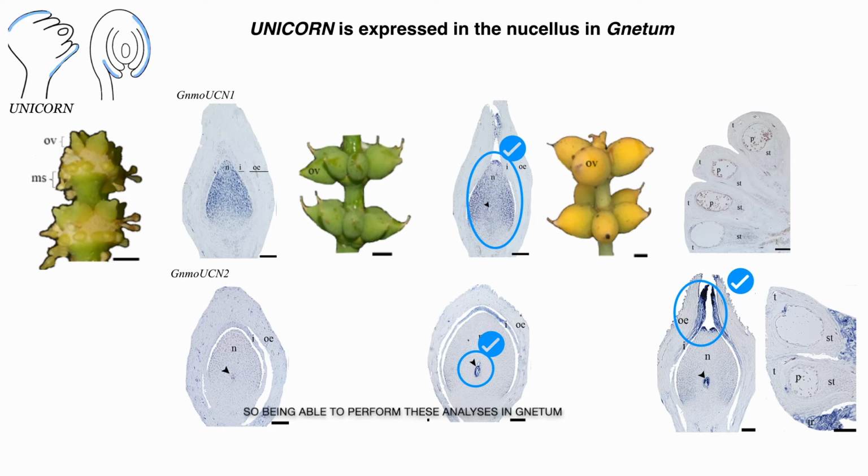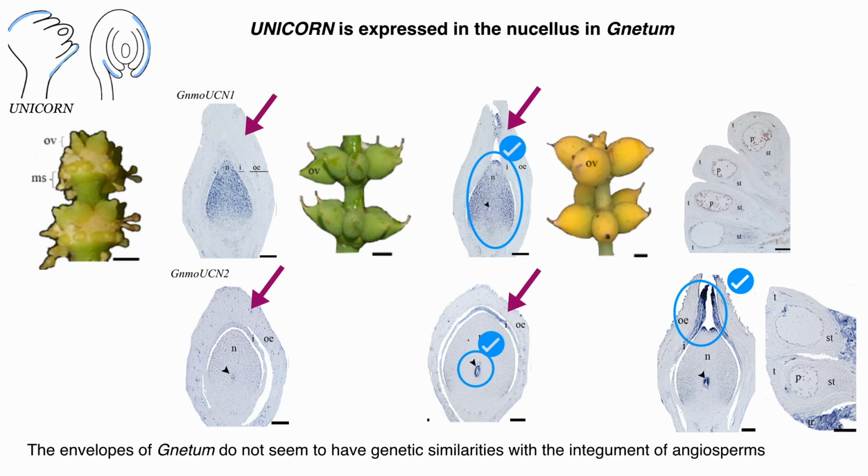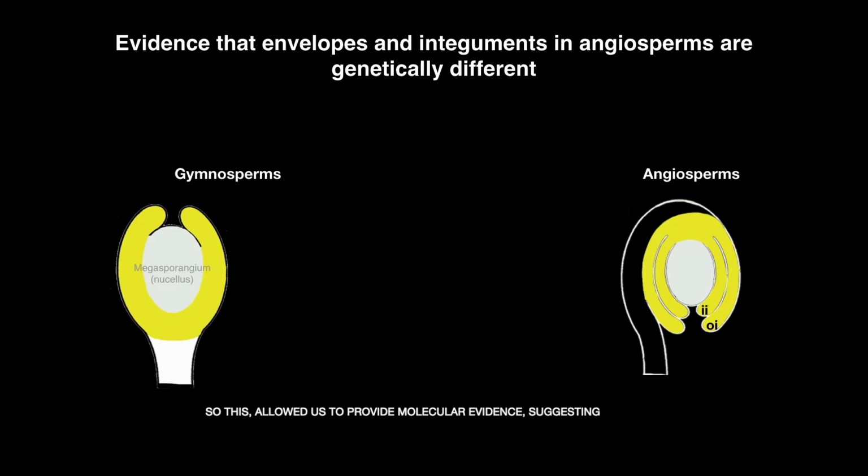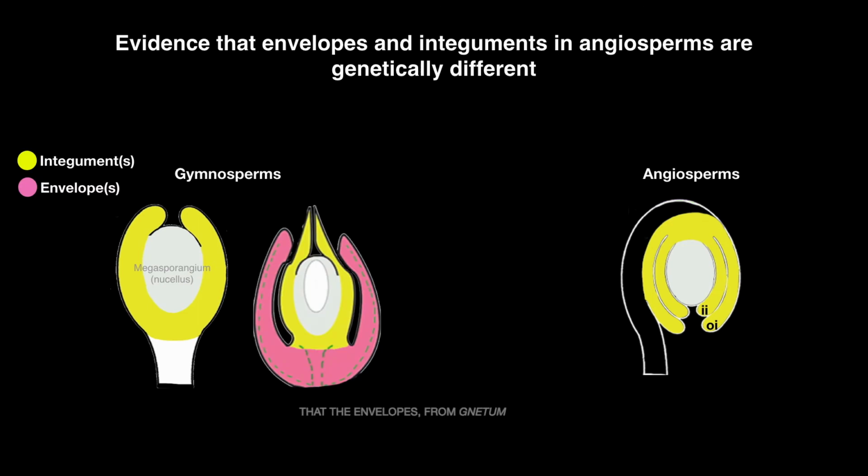So being able to perform this analysis in Gnetum allowed us to identify that all these genes have different expression patterns compared to what we know from Arabidopsis. But in fact, none of them are expressed in the envelopes of Gnetum. So this allowed us to provide molecular evidence suggesting that the envelopes from Gnetum are genetically different to the integuments in angiosperms. So the question now is which genes are involved in the development of these structures in Gnetales.